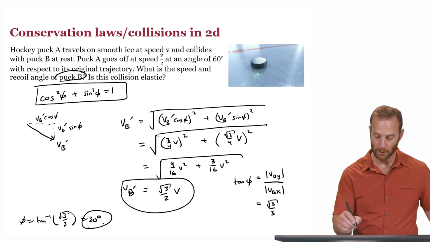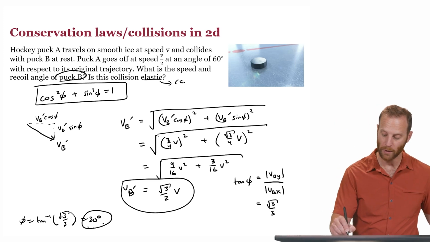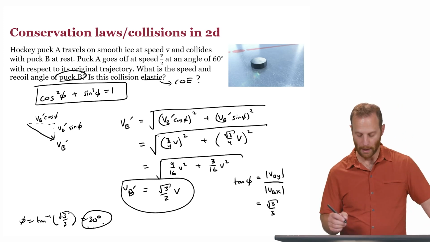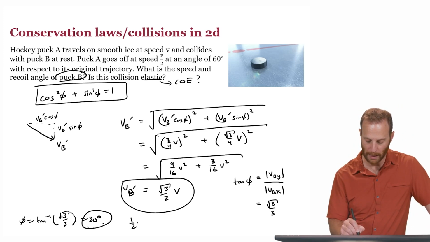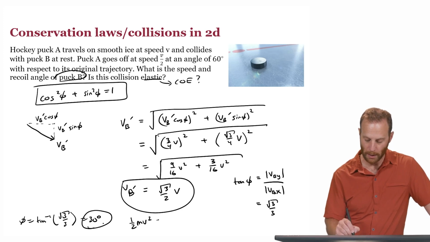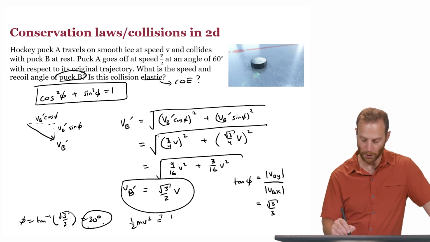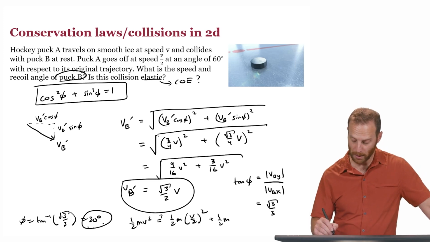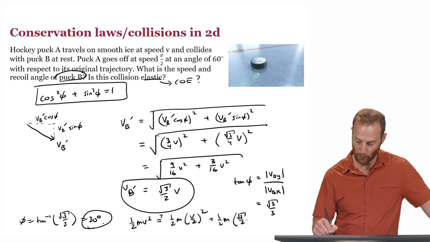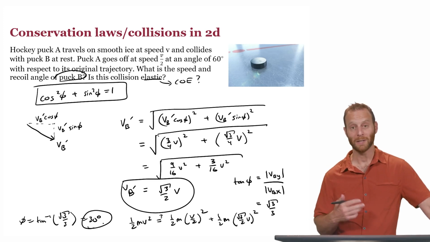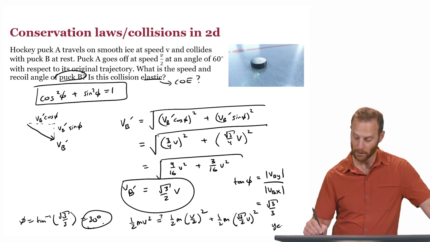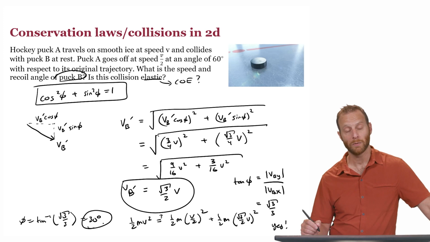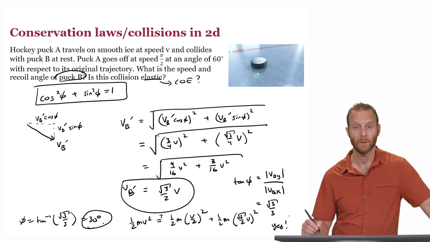The way to check for that is this word elastic means: is conservation of energy obeyed? To do that, we would check to see if the initial kinetic energy, 1/2 m v squared, is in fact equal to the final kinetic energy, which is 1/2 m, the final speed is v over 2 squared, plus 1/2 m, the final speed of puck B, we learned that was square root 3 over 2 v squared. And we can ask, does that equality hold? And it does, yes. So conservation of energy does hold, and therefore this is an elastic collision.